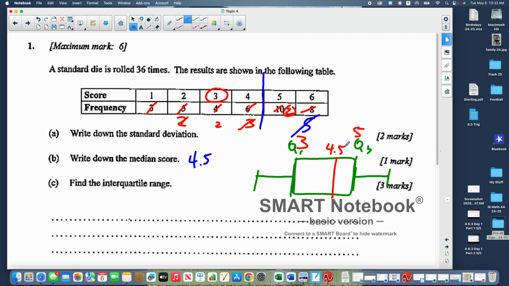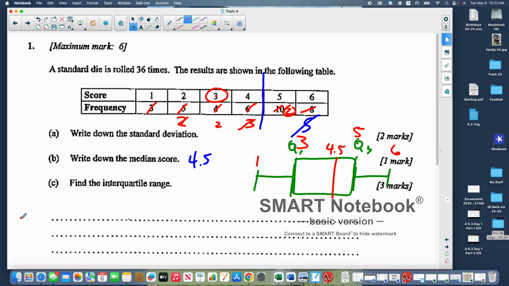The value that goes here would be 1, because that's the lowest number. The value that goes here would be 6. So I helped you to construct a box and whiskers from that, okay? Now I didn't need to do all that. I did some of that just to review.